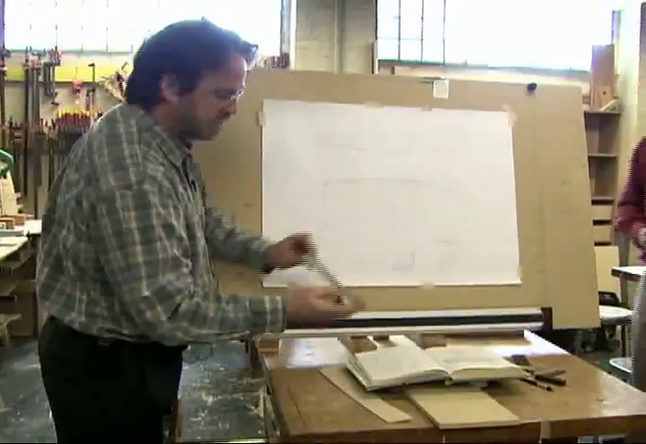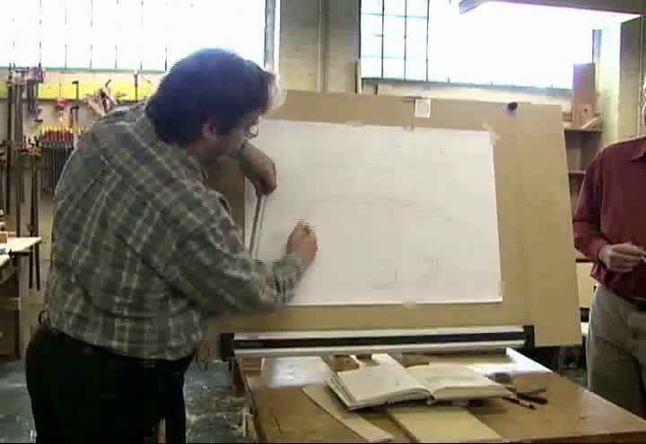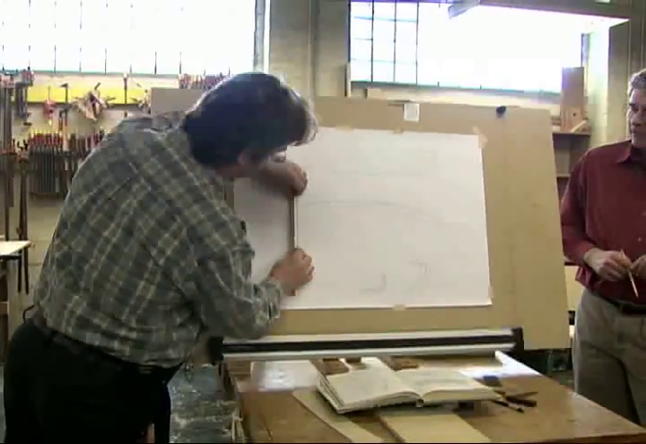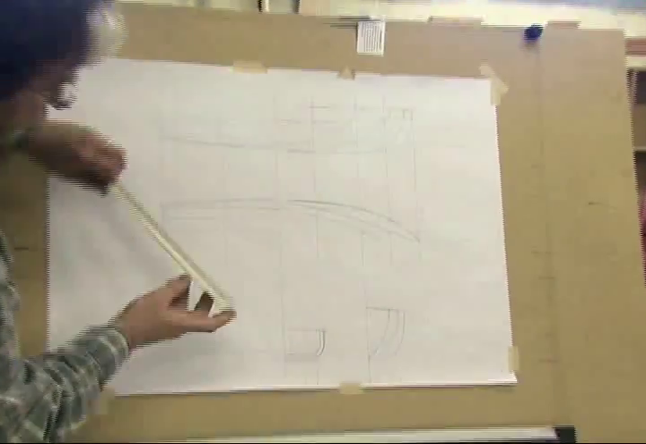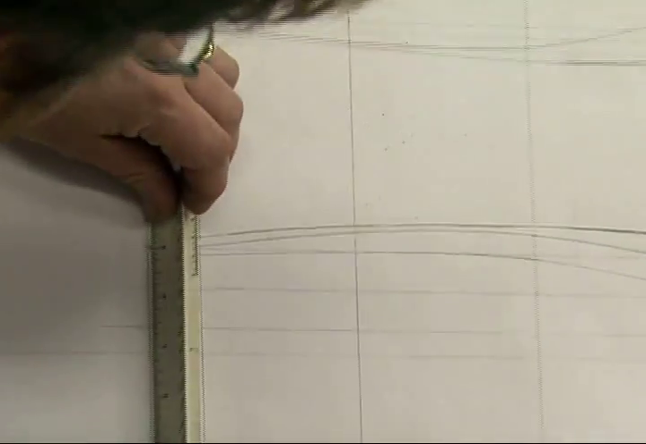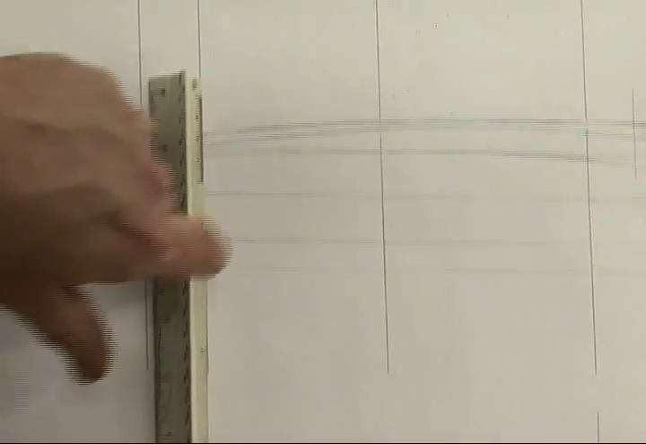Whatever your scale is, you lay your scaling rule at station 7. You're making a measurement, so you know it's 1 foot and 5.5 inches, whatever it is, to this water line.